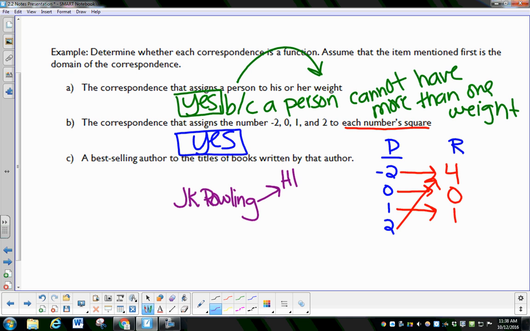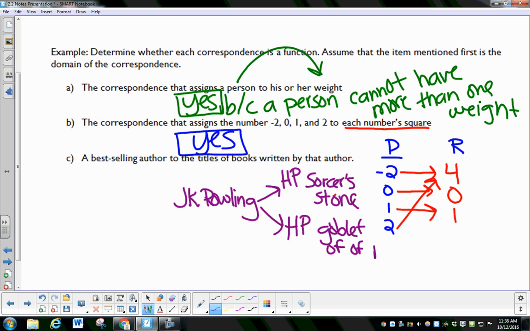You could assign her to Harry Potter and the Sorcerer's Stone. I think I spelled sorcerer's wrong. Oh well. And you could assign her to Harry Potter and the Goblet of Fire. And you could keep going on and on. So you can have a best-selling author have more than one book assigned to them. So the answer is no. This is not a function because each member of the domain does not have only one member of the range. A member of the domain can have more than one member of the range.